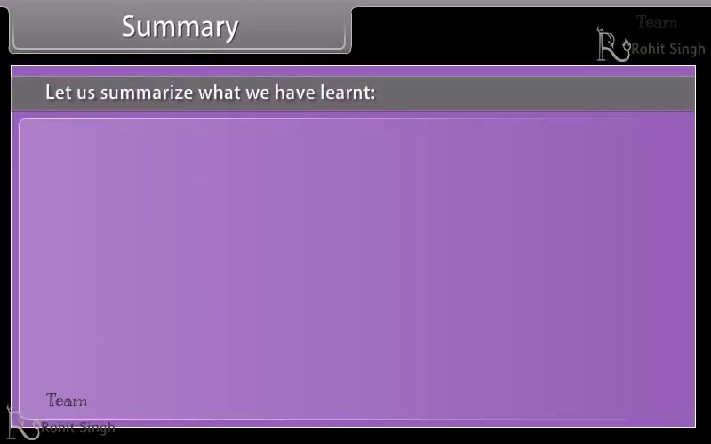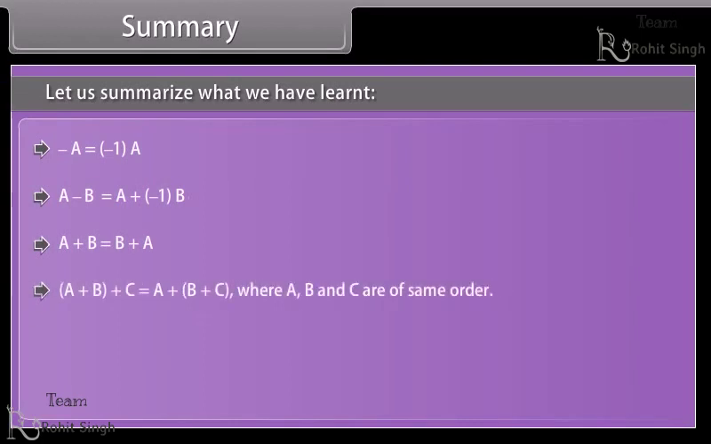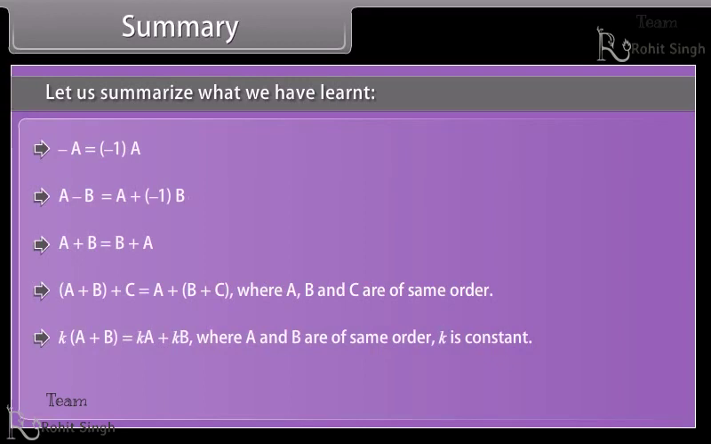Summary. Let us summarize what we have learnt. Minus A is equal to minus 1 into A. A minus B is equal to A plus minus 1 into B. A plus B is equal to B plus A. A plus B plus C is equal to A plus B plus C, where A, B and C are of the same order. K into A plus B is equal to K into A plus K into B, where A and B are of the same order and K is constant. K plus L into A is equal to K into A plus L into A, where K and L are constants.